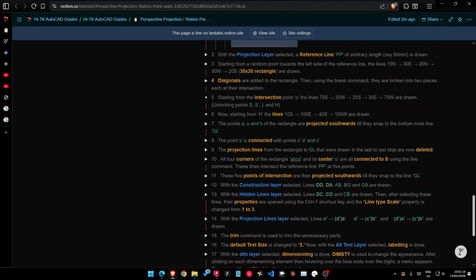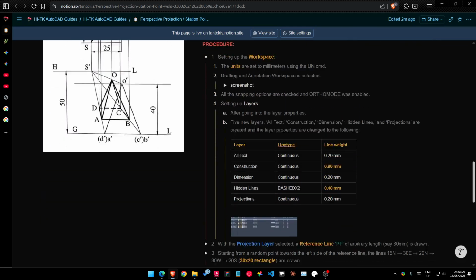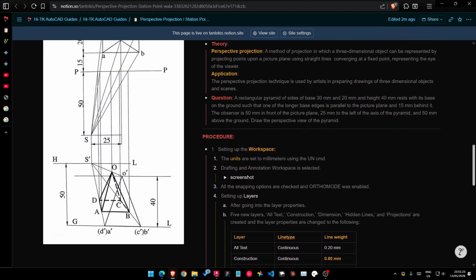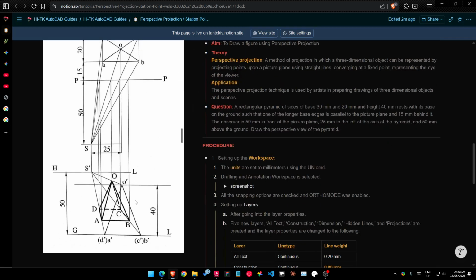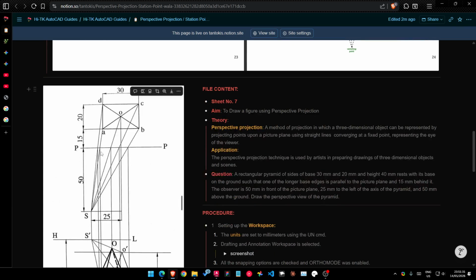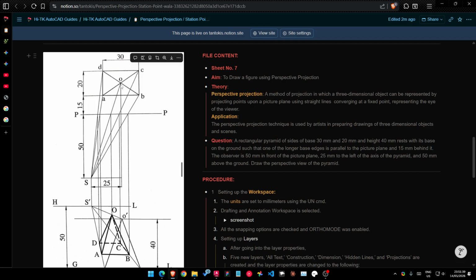The guide explains really well how to draw these lines. You can use color coding, but it depends. So we start by drawing the reference line, then we draw this rectangle here and the diagonals, then you break them, and you just draw from O, you draw a line.